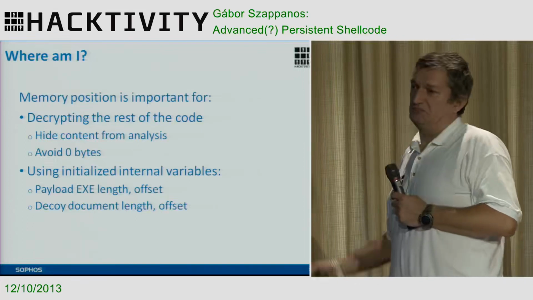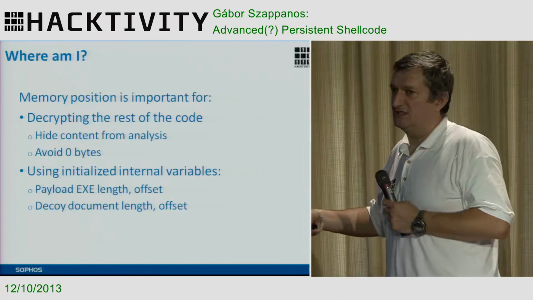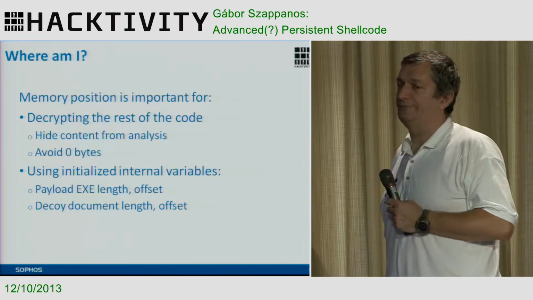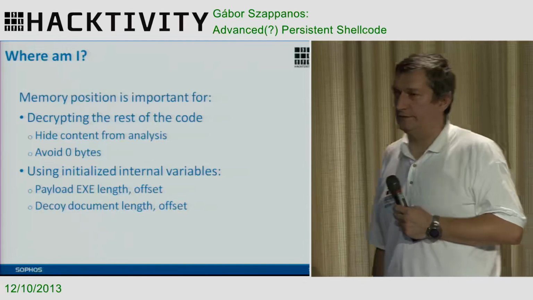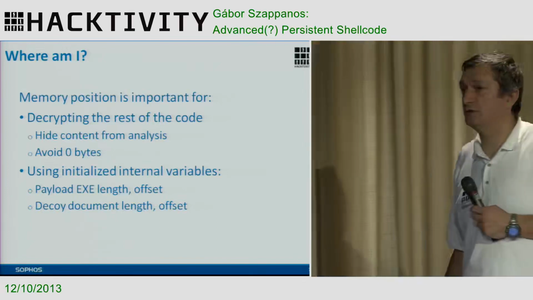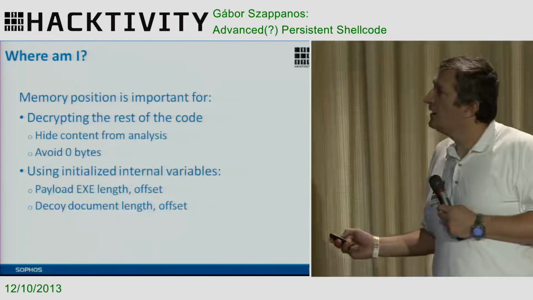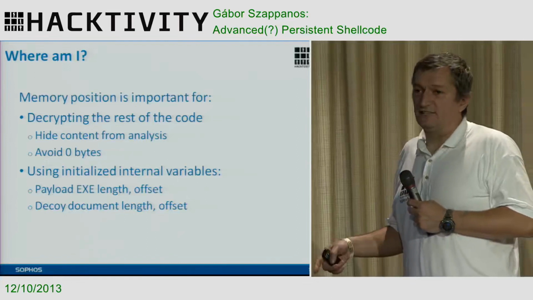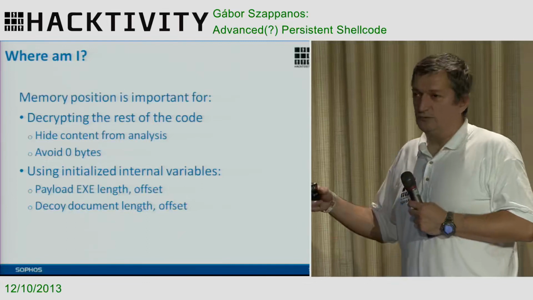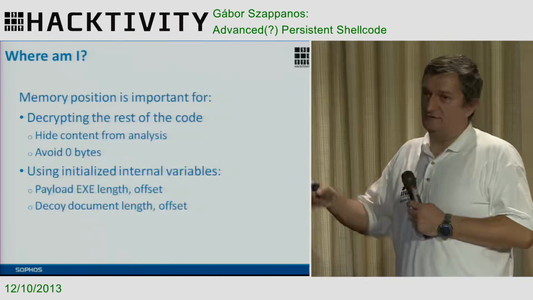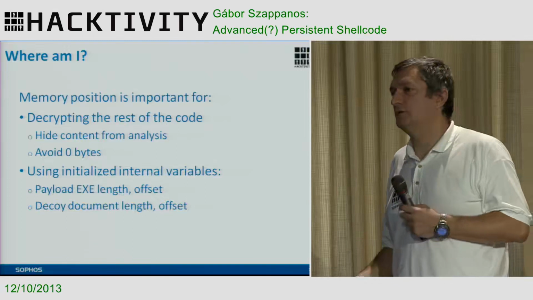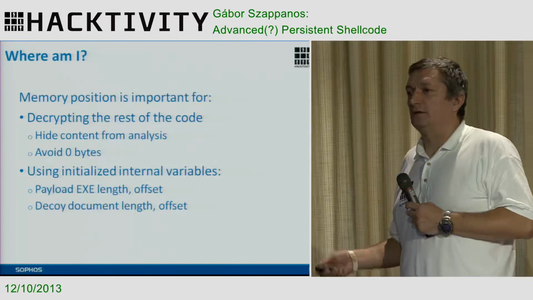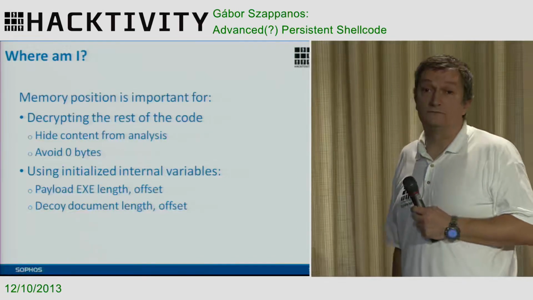You remember it started executing due to some memory corruption somewhere on the stack at an unpredictable location. So it has to know its own location for a couple of good reasons. First of all, in most cases, the rest of the code is encrypted. It has to decrypt itself. In order to decrypt itself, it has to know where its bytes are lying in order to decrypt them. The decryption is done for a couple of reasons. One of the reasons is that this way the main shellcode content is hidden from analysis.